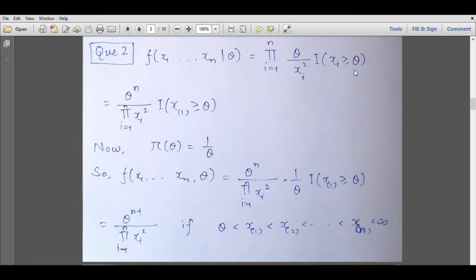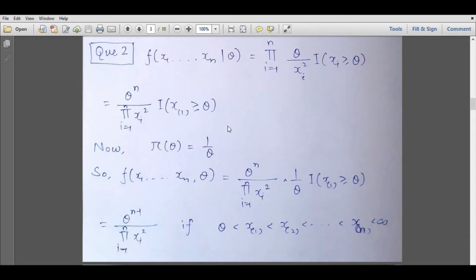So now because each xi has to be greater than or equal to theta, we can shorten this by indicating that the minimum of xi is greater than or equal to theta. The minimum is denoted by x ordered 1. So instead of taking the product of indicator functions, it is the same as the indicator function of the event that x ordered 1 is greater than or equal to theta. So now this becomes the joint PDF of xi given theta.